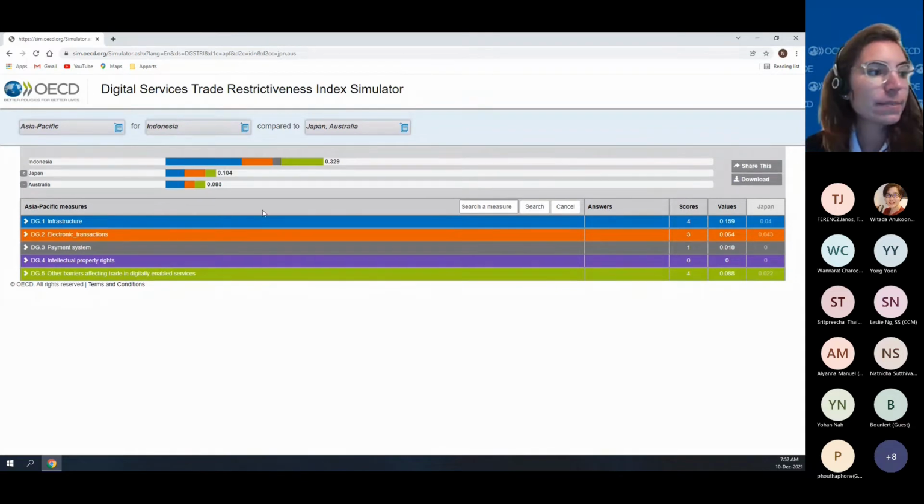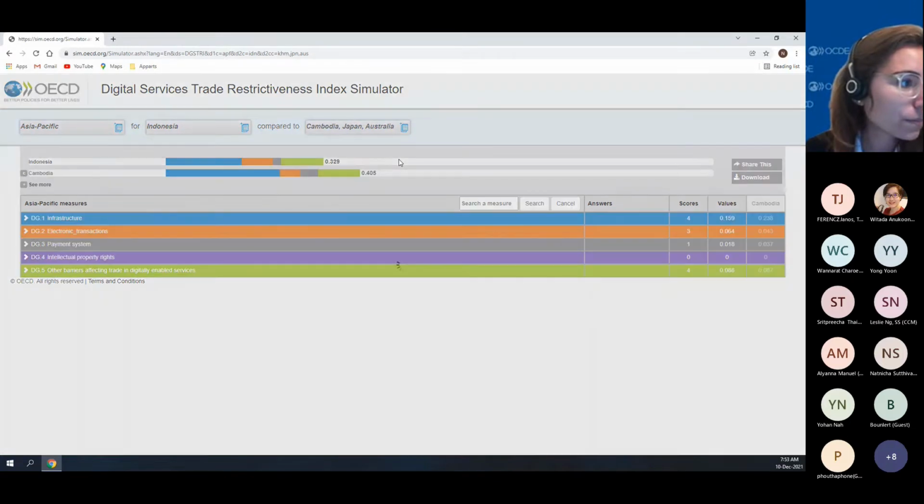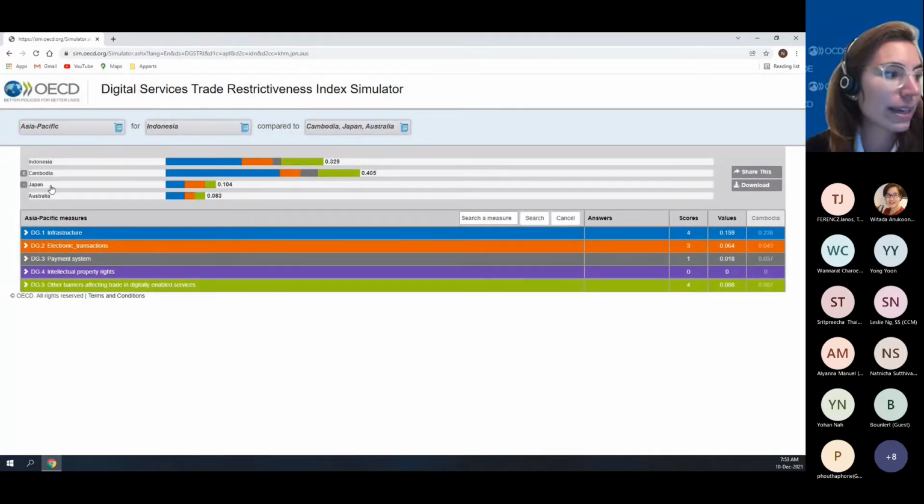As you see in the simulator, here you can see the main economy, we're still having the database for Indonesia here, and we're comparing it to Japan, Australia, and let's also put Cambodia as we had been looking at it just before. Okay, so we have here the three economies to which we are comparing our target economy, that is Indonesia. So what do we actually see here?